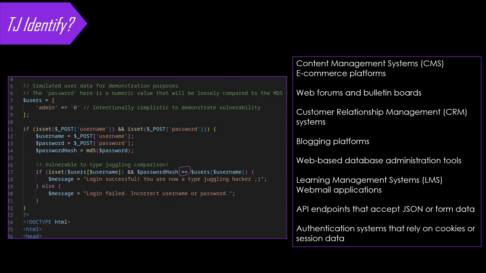Okay, but before we go deep into magic hashes and all the good stuff, we really need to understand the trick. So let's try to understand where we can find this type of vulns. Well, any place that relies on PHP, for example, as you can see on my right: content management systems, e-commerce platforms, web form templating boards, customer relationship management systems, blogging platforms, web-based database administration tools, API endpoints, and authenticated systems. They rely either on cookies or session data. Now, I like to say that essentially any double equal sign you see in any PHP application is usually a dead giveaway that type juggling attacks can occur.